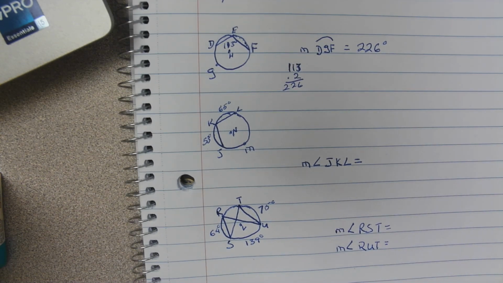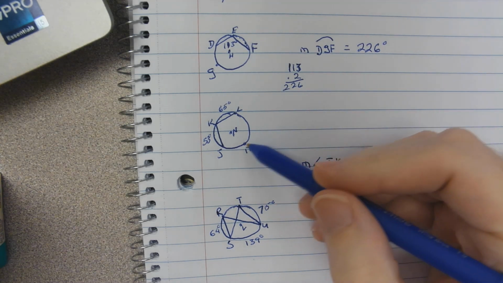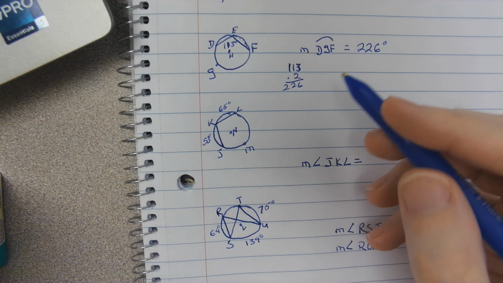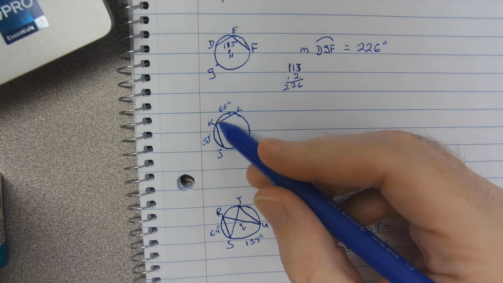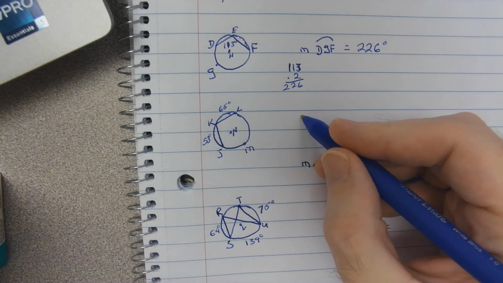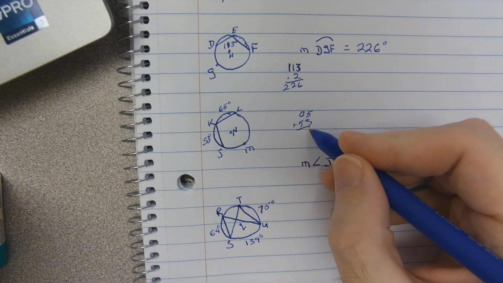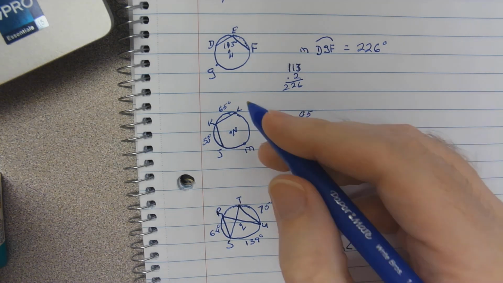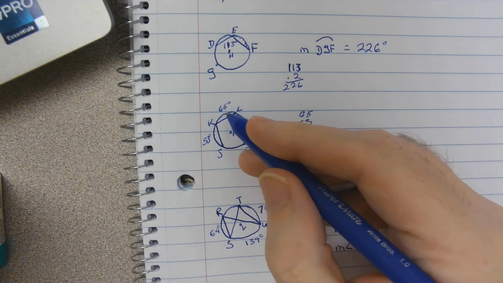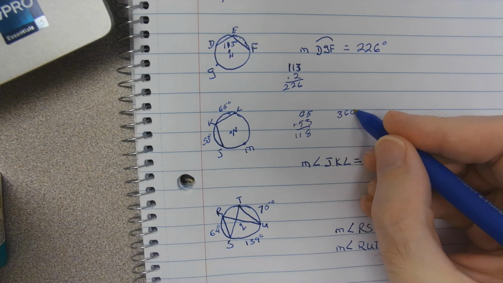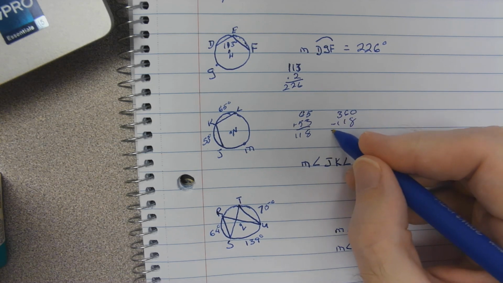Now here we're looking for JKL, but we don't know the arc or the angle. But we do know these two parts. Well, 65 and 53 is 118. That makes up this part. The rest of this makes up the whole circle. So 360 minus 118.